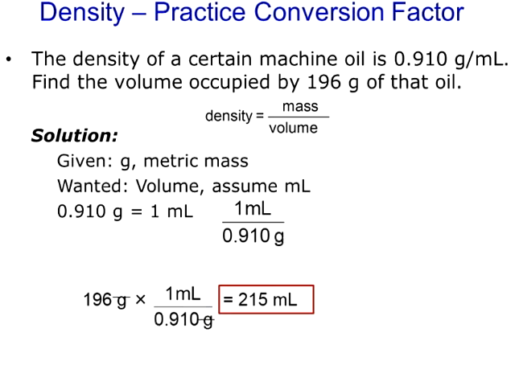Now, based on the formula for density, we can say that 0.910 gram equals 1 mil, or there's 1 mil related to or per 0.910 grams. Therefore, we start with our given of 196 gram. We do cross-bar conversion factor math. We run the numbers through, and we obtain 215 mils as our answer. So that's how we determine density, and that's how we use density as a conversion factor.